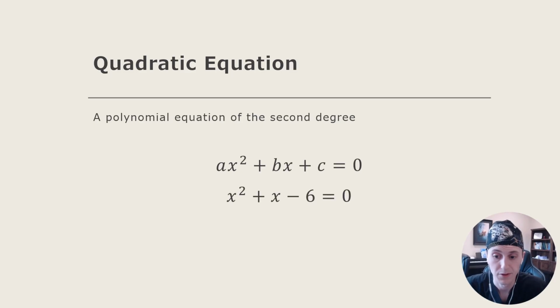So here's an example of a quadratic equation. X squared plus x minus 6 equals 0. So in this equation, you can see a equals 1, b equals 1, and c equals -6.